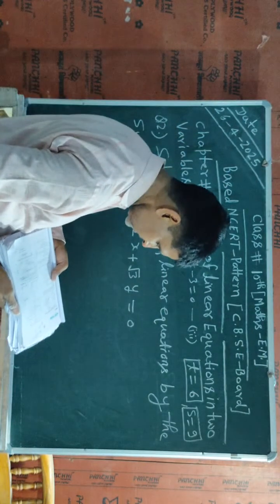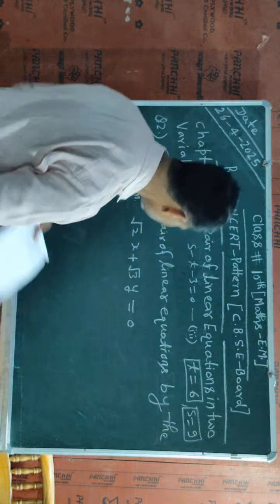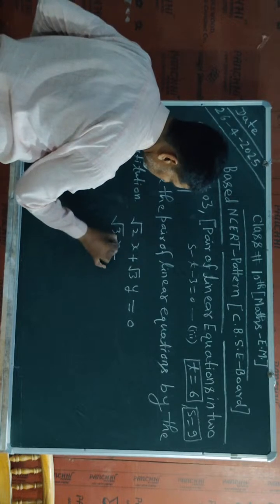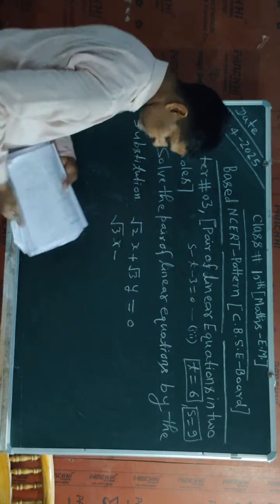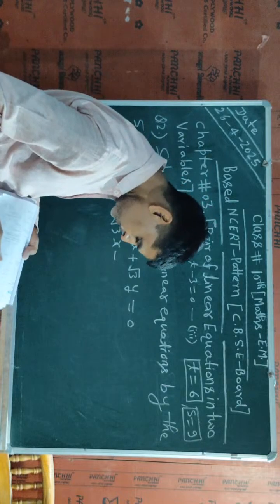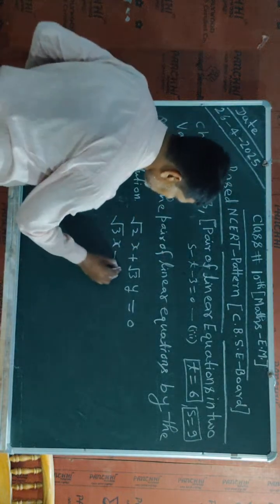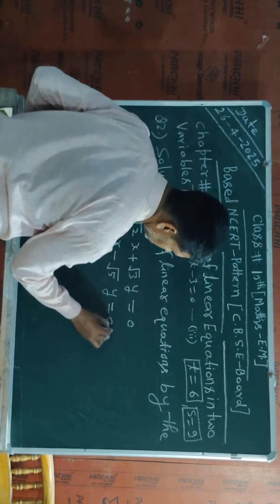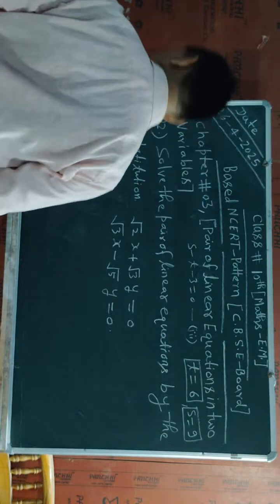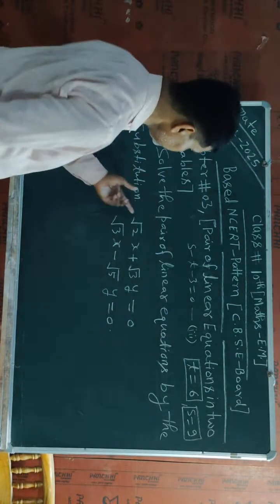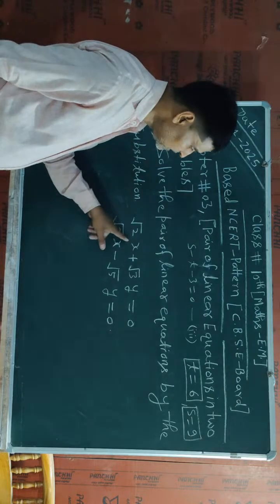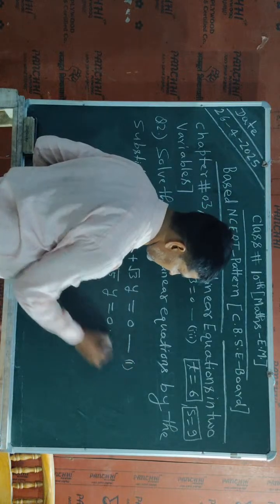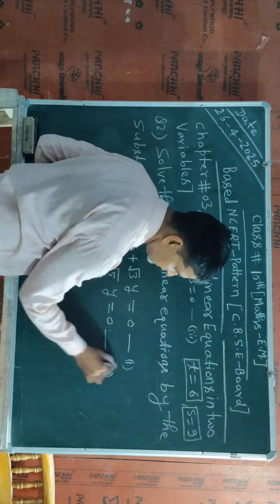And another equation is root 3x minus root 5 into y, which is equal to 0. So here two linear equations are given. I will say this is the one linear equation and this is the second linear equation.